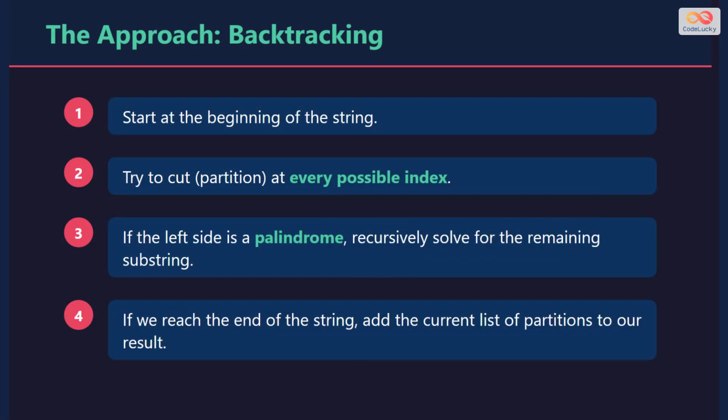To solve this, we use a technique called backtracking. Think of it as a systematic way to explore all possibilities. We start at the beginning of the string. We try to make a cut at every possible index. If the piece we just cut off is a palindrome, we temporarily accept it and recursively try to solve the problem for the rest of the string. If we reach the end of the string successfully, we have found a valid solution.